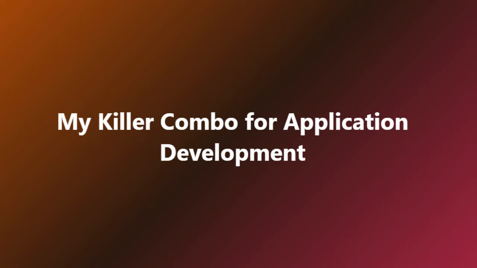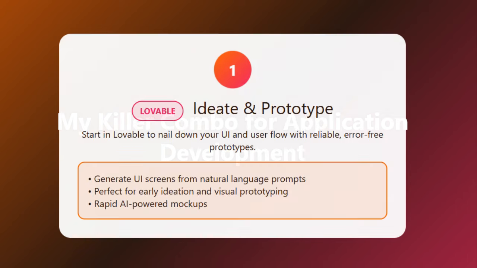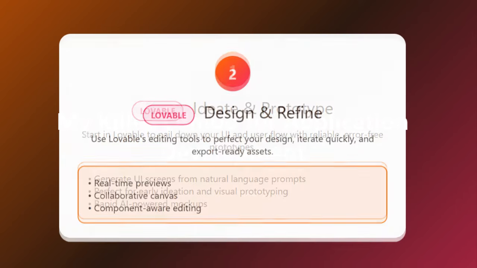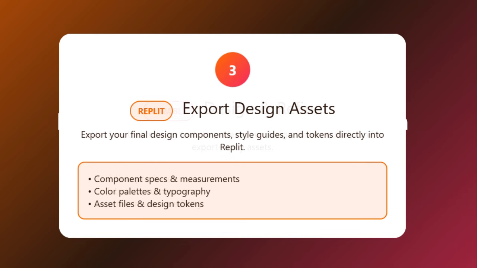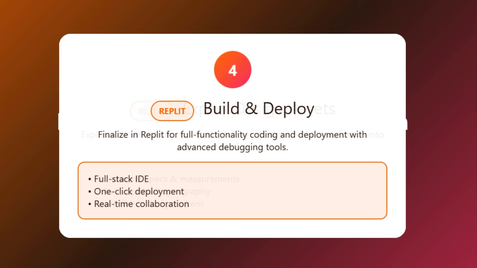So based on my experience, let me suggest a killer combo. First, ideate in Lovable to nail down your UI and user flow with reliable, error-free prototypes. Next, export the design assets and then finalize in Replit for full functionality coding and development, while being prepared to handle some extra debugging.